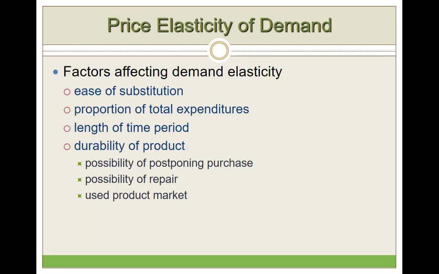So what determines the elasticity of demand? What affects the elasticity of demand? Ease of substitution. Goods with substitutions or rival products will usually have elastic demand. Yeah, we can quickly switch. That means we reduce our demand for the other good when the prices go up. We can easily change.